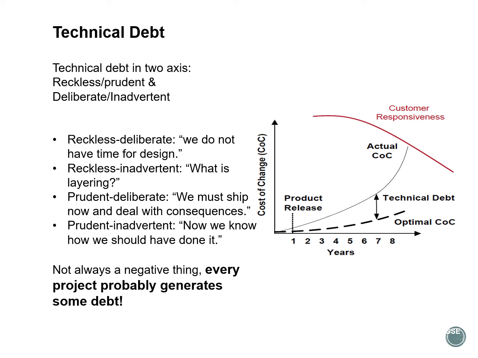But anyway, if we consider technical debt, we basically have two axes of things: is it recklessness or prudent work, and deliberate or inadvertent problems? So if we are considering the reckless approach, which is perhaps the worst one, because it's more about the organizational culture, it basically means that we do not have time or any interest in making the design function well. We just make something that works and are done with it. Of course, that's a horrible business practice, but sometimes it's a reality.